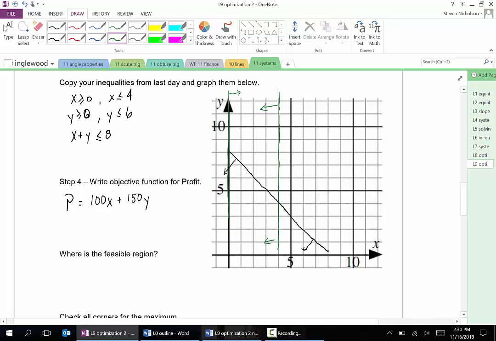And y greater than 0 is the y equals 0 axis, and y less than 6 is a horizontal line. We talked about that earlier. So here's the feasible region right here. I'm going to highlight it. It's everything below here, underneath that, to the left of that, and right here. So here's our feasible region.